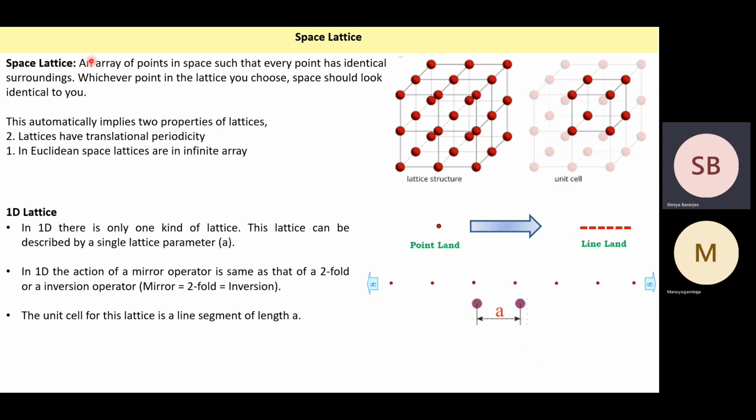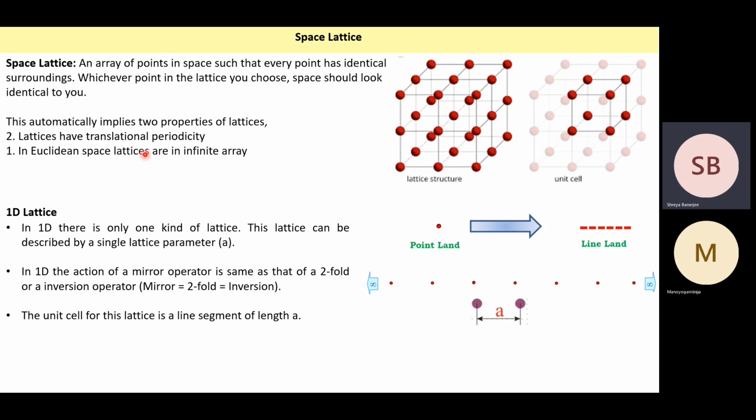Next, we will talk about space lattice. An array of points in space such that every point has identical surroundings is called a space lattice. So whichever point in the space lattice you choose should look identical to you. Here only a portion of the lattice is shown, but actually this extends to infinity in all directions. If you choose any point in this, they are surrounded by the same number of neighboring points at the same distances. So this implies two properties.